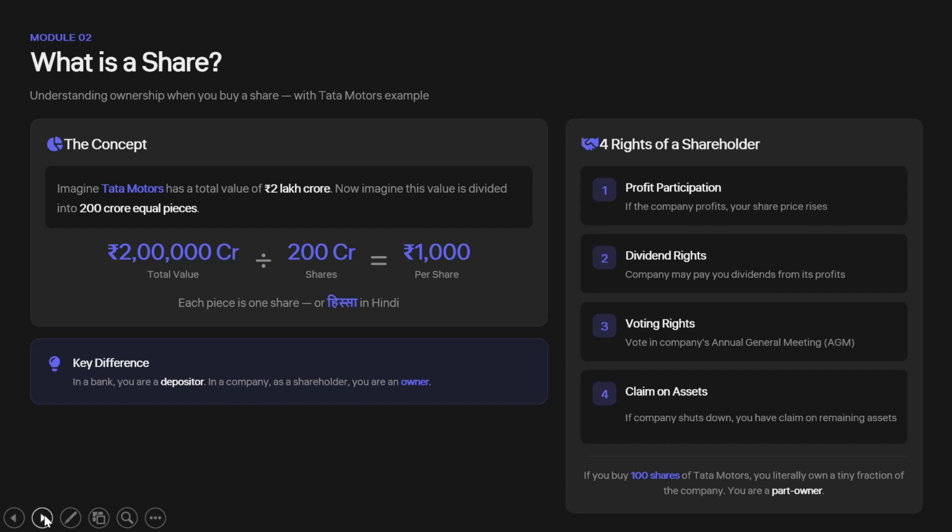This is fundamentally different from keeping money in a bank. In a bank, you are a depositor; in a company, as a shareholder, you are an owner.